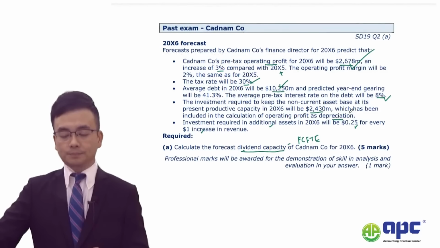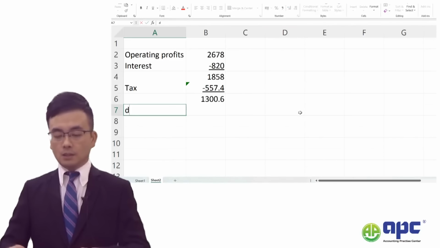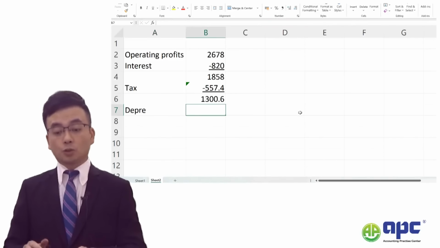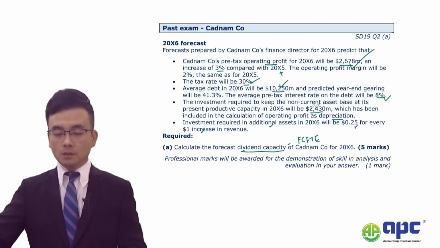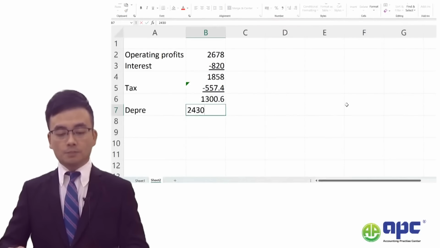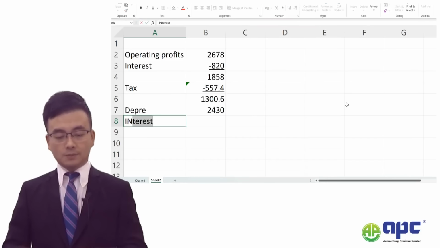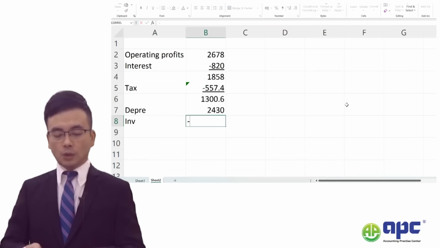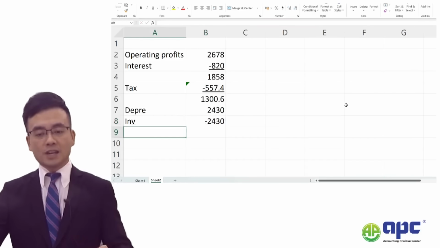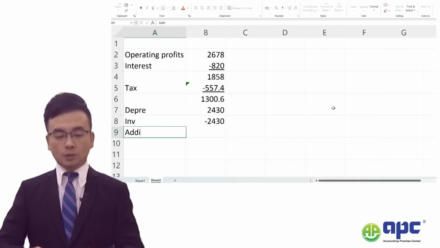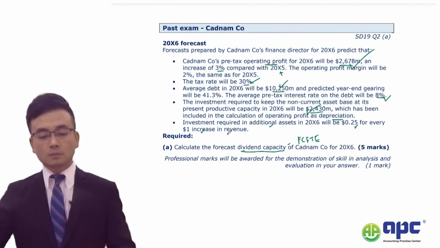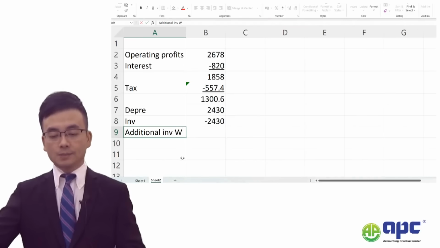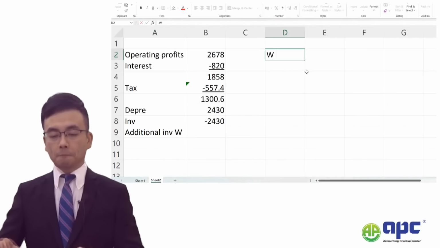So once we've done with that, we also need to consider the investment. So firstly, the depreciation, okay, we can short for depre, it's absolutely fine there, so the markers can understand that, would be 2430. Just plus that. And also the investment in non-current asset of 2430. So that will have no effect. And also the additional investments here, in this case, will be $0.25 for every $1 increase in revenue. So that's why I'd like to start working on this. So next to that, we start working.